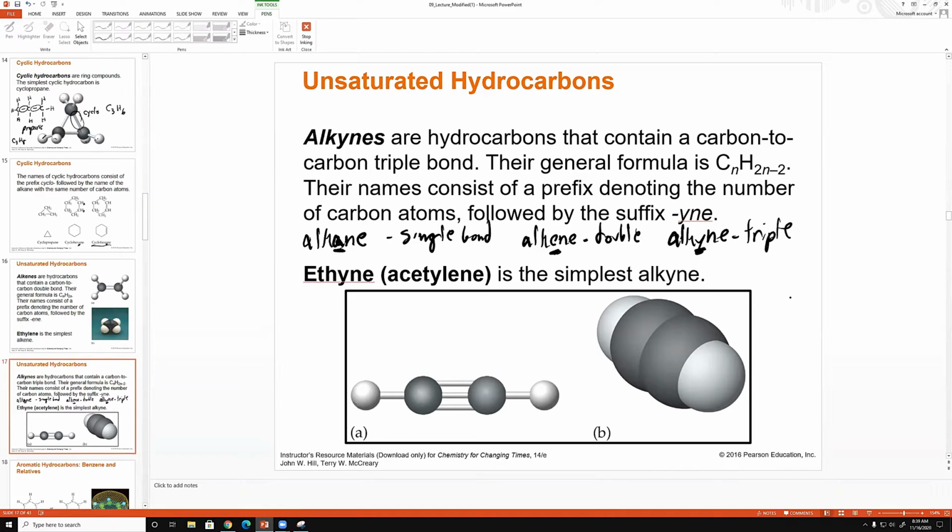You'd look for the one with the double bond. Or which of the following is an alkane? I'd look for the one with the single bond. Or draw an alkyne, for example.